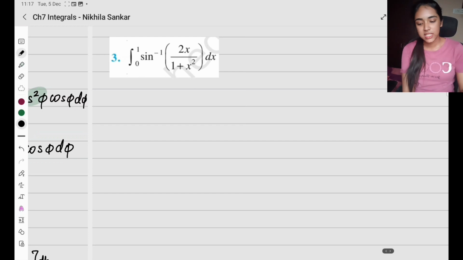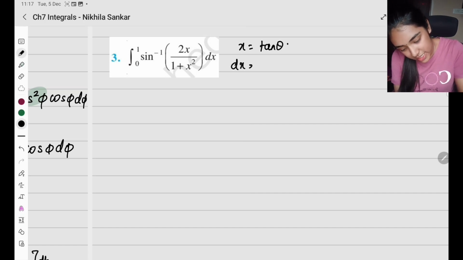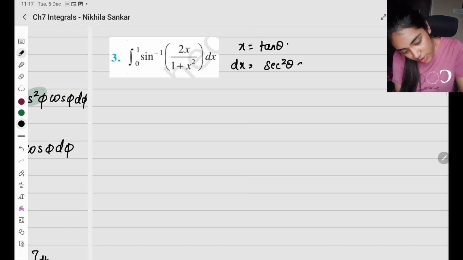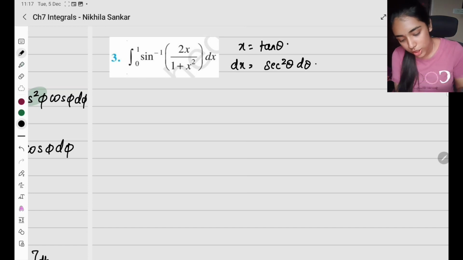Question number 3. In the earlier question we have already done this. So what are we going to do? X equals tan theta. Sorry. dx equals the derivative of tan theta, which is secant square theta times d theta. So this is how we are going to change. And what does your limit change to?